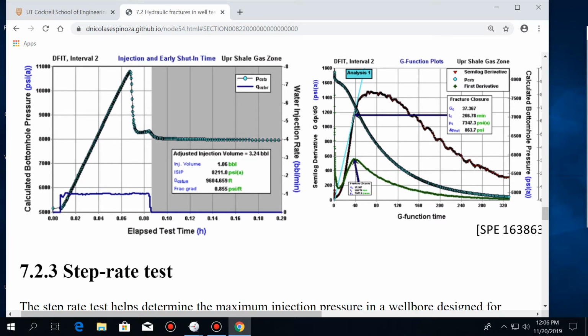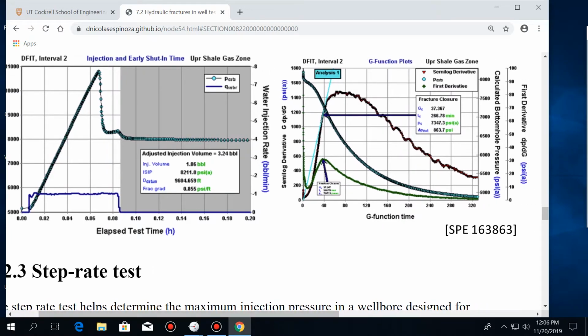We have injection rate, time on the x-axis, pressure. You can see the response of this wellbore is quite linear. It gets to the breakdown pressure, and then it goes quickly down. It goes into a more or less constant fracture propagation pressure, and then after shut-in, it starts to go down. And after this point, after the shut-in point, that's when you start to analyze the data as a function of time.